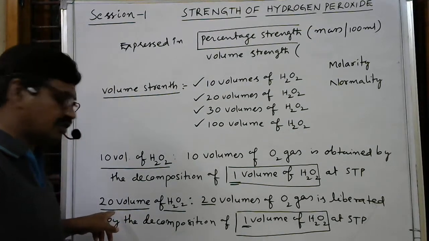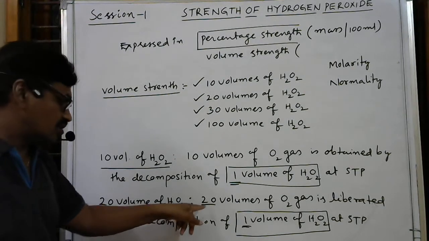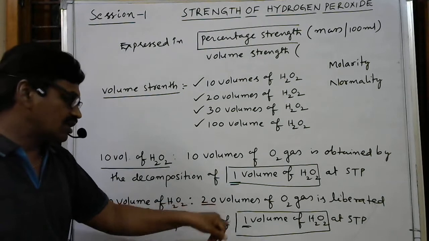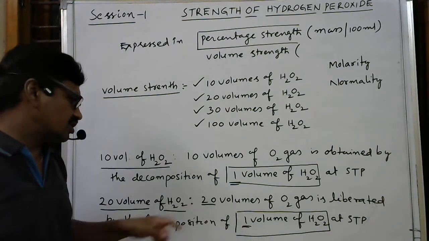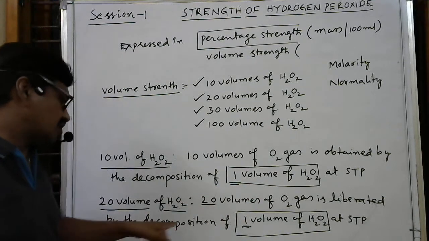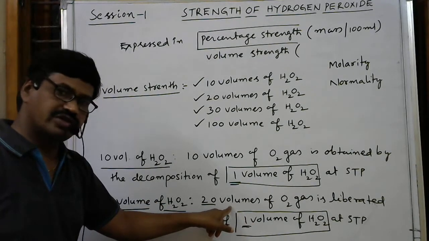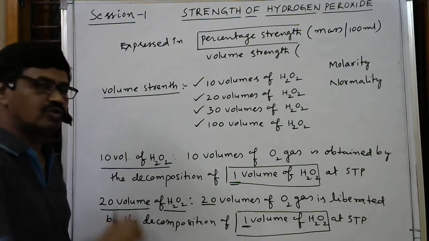20 volumes of hydrogen peroxide means here volumes may be liters: 20 liters of oxygen gas is liberated by the decomposition of 1 liter of H2O2 at STP. Otherwise, 20 milliliters of oxygen gas is liberated by the decomposition of 1 milliliter. So whatever volume unit we take, we should take the same unit on both sides. This we should know.